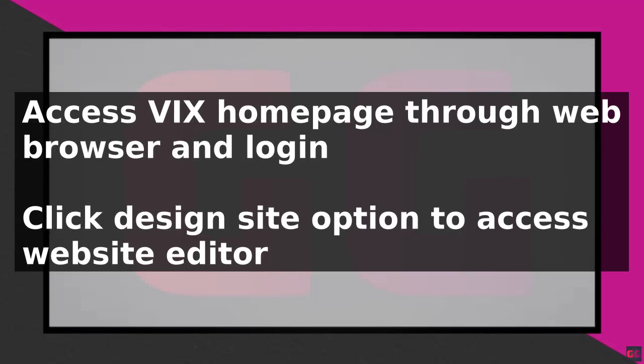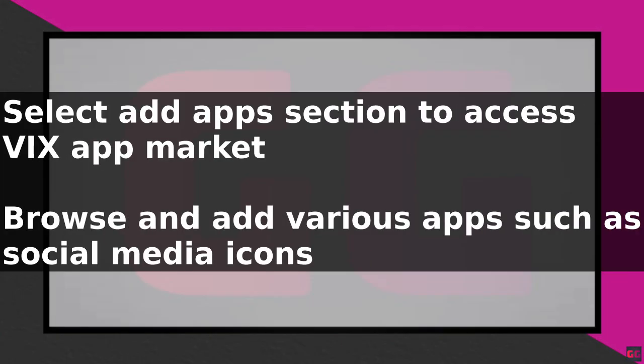To add apps to a VIX website using VIX apps, start by accessing the VIX homepage through your web browser. Click on the Login button in the top right corner and enter your email and password to gain access. Once logged in, select the Design Site option, which will take you to the VIX website editor.